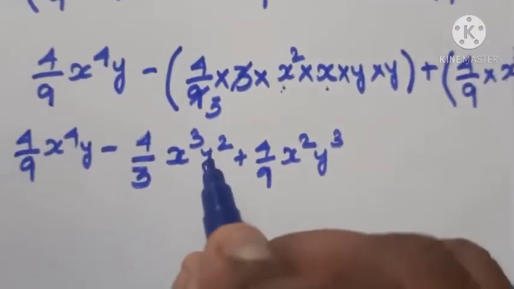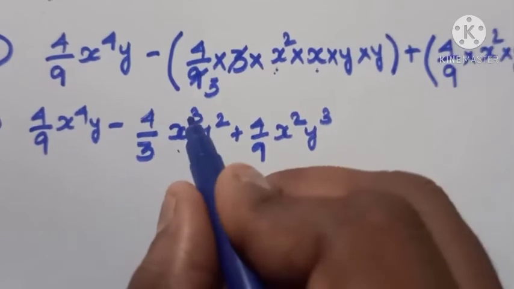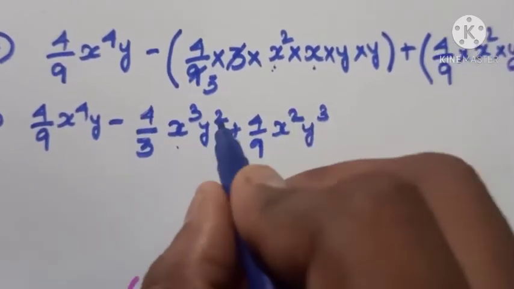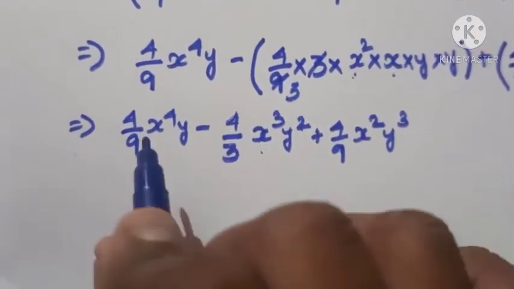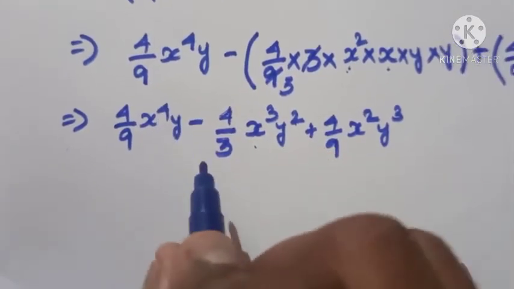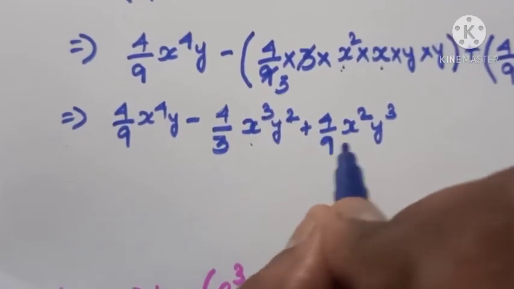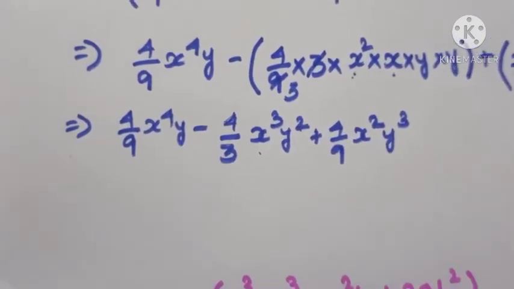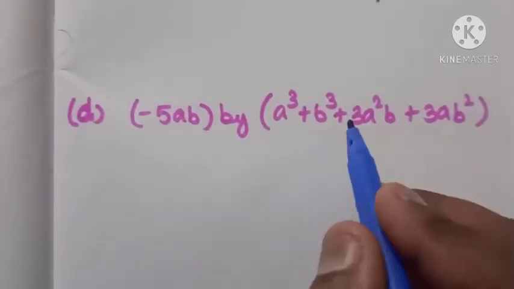So we can't say these two are like terms, because the exponents of x, 3 and 2, differ, and 2 and 3 differ. So all are unlike terms, and we get the result as 4 by 9 x to the power 4 y minus 4 by 3 x to the power 3 y square plus 4 by 9 x square y cube. Next we move on to question number D. Question number 5 is also the same.